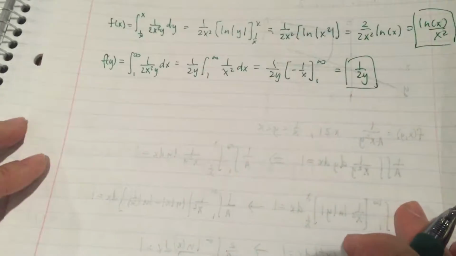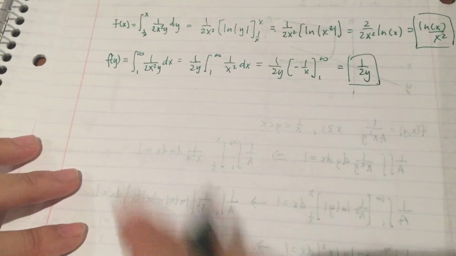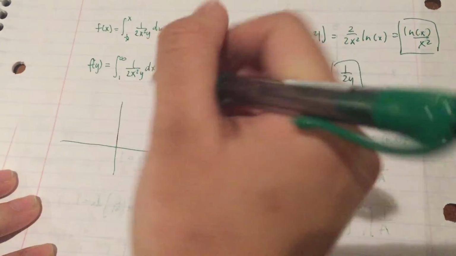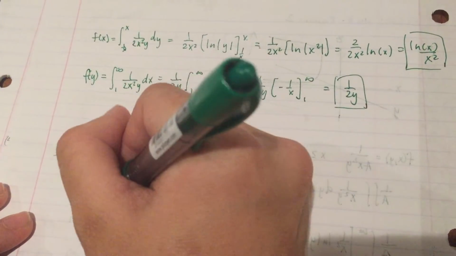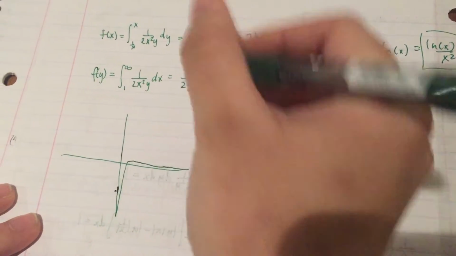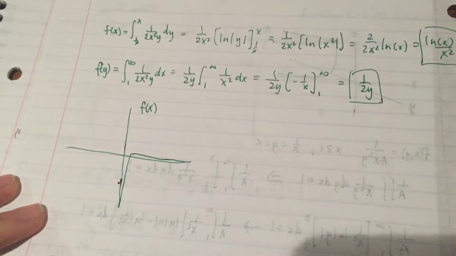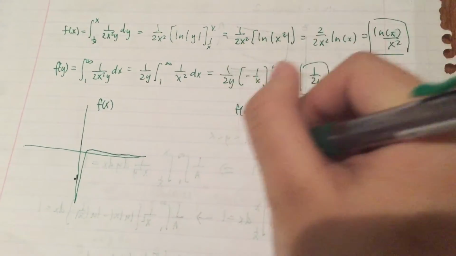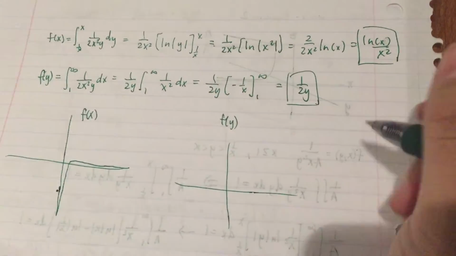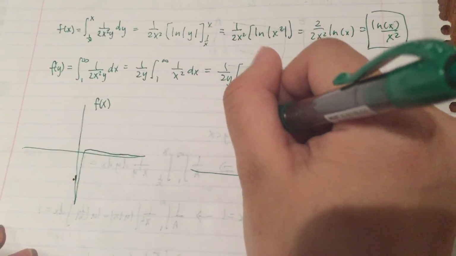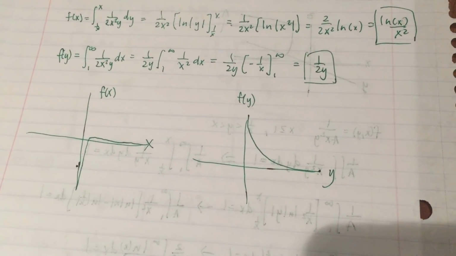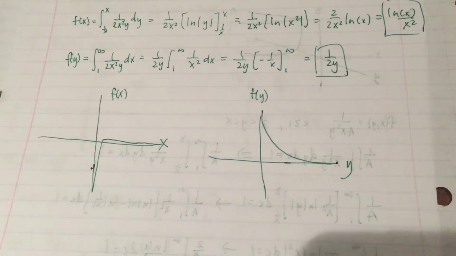When you graph this, you can only graph the positive values, so f of x looks something like this. This is f of x, and then f of y just looks like this. So that's what the two marginal densities look like.